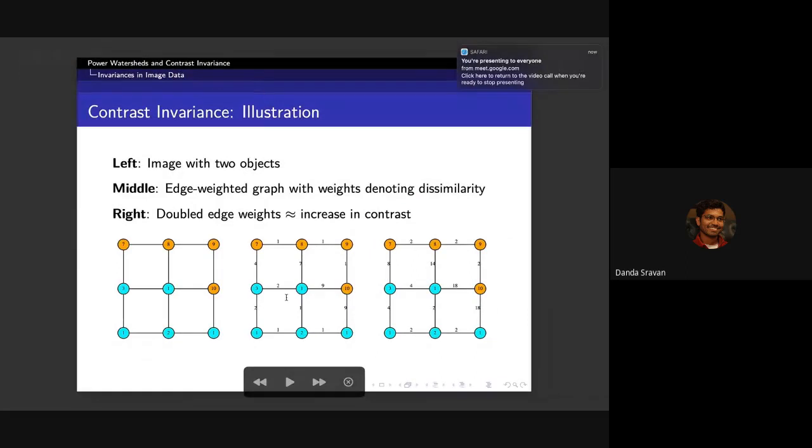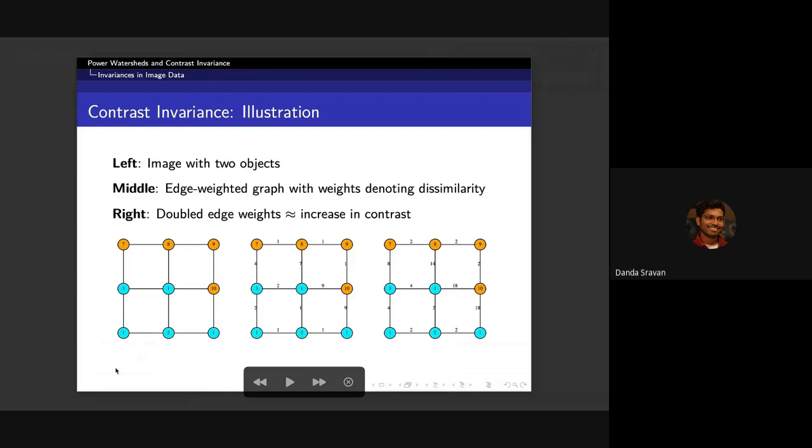Yes. So as you see on the left side, this is a simple fictitious image with two objects. The objects are color coded, meaning all these orange pixels correspond to one object, and the blue pixels are another object. And these values that you see are the grayscale gray values of the image that I have.